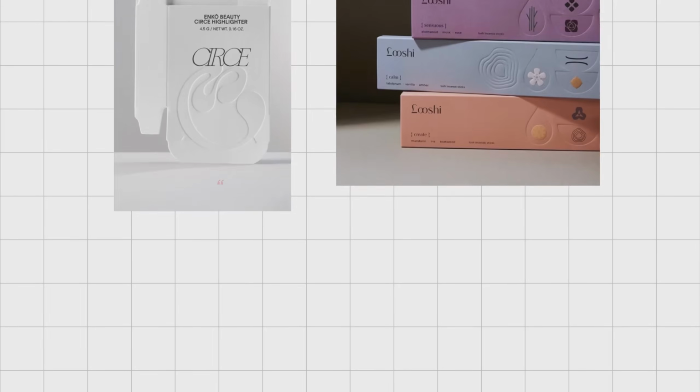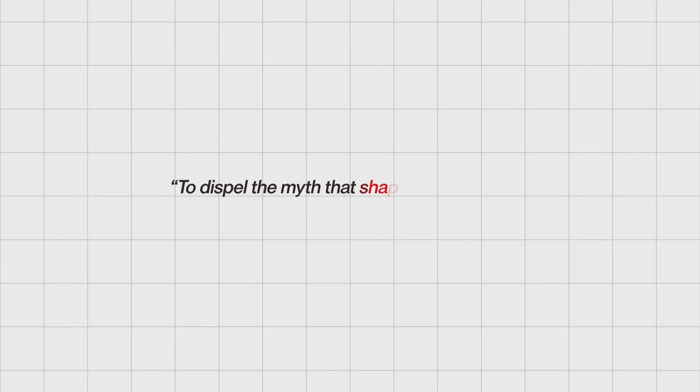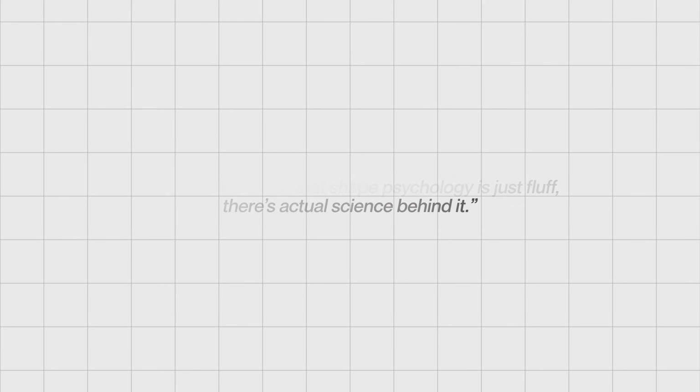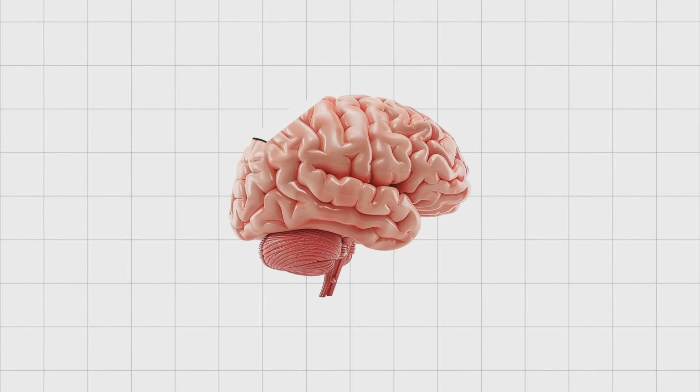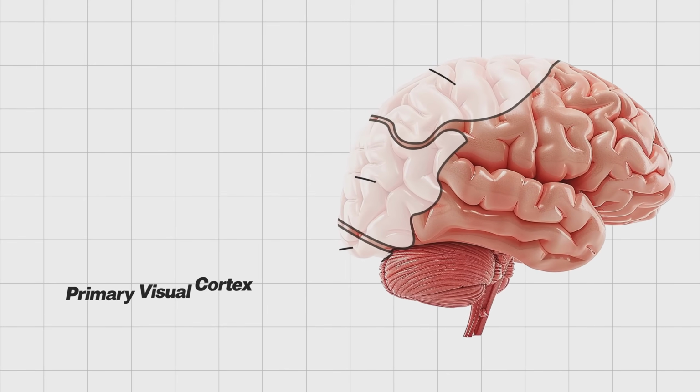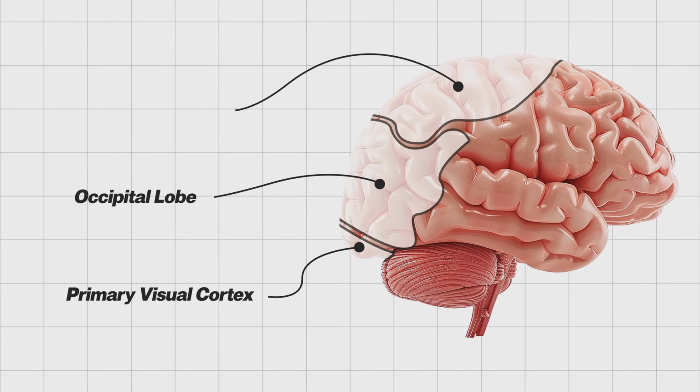And now, to dispel the myth that shape psychology is a bunch of hooey and doesn't have any place or relevance in reality and graphic design, because it does. Now, it's been shown in scans that the brain has dedicated areas for processing basic visual elements, including shapes. The primary visual cortex and regions of the occipital and parietal lobes help us interpret shapes and assign meaning based on learned and intuitive associations.